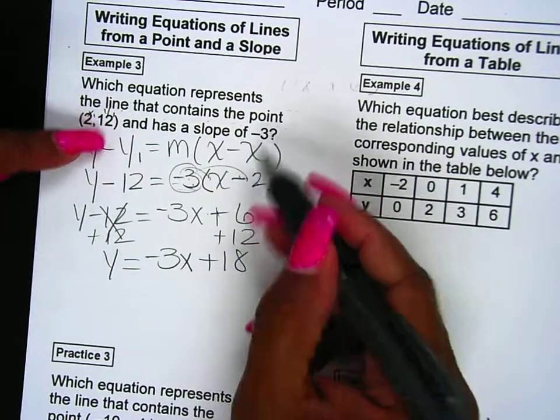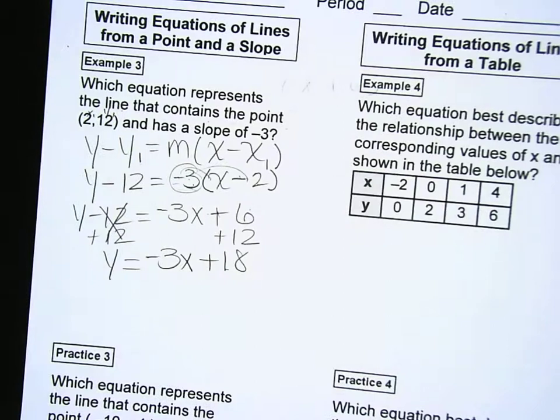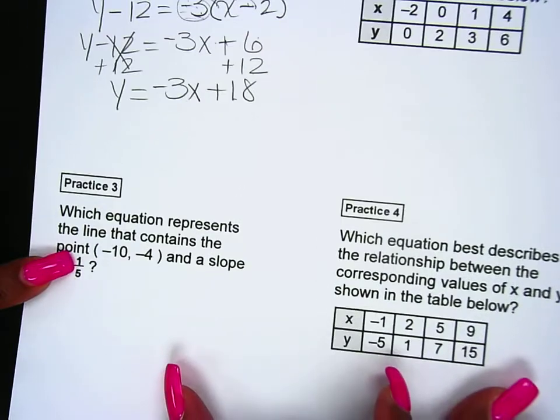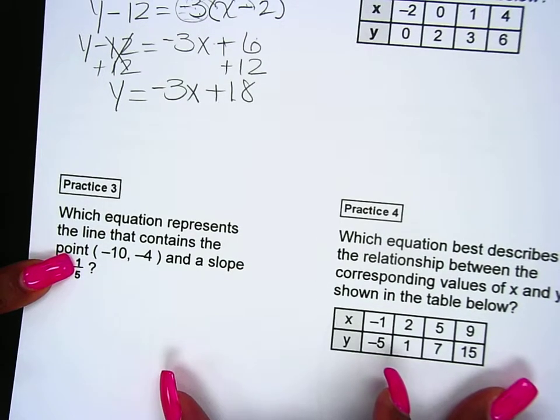Hey, so I went from point-slope form to slope-intercept form. We did it, yay, we got it. So what are you going to do? Pause the video. You do practice 3. Look, you're getting the hang of it.